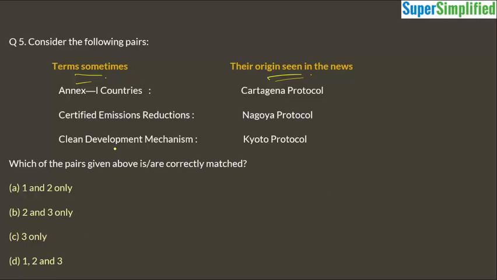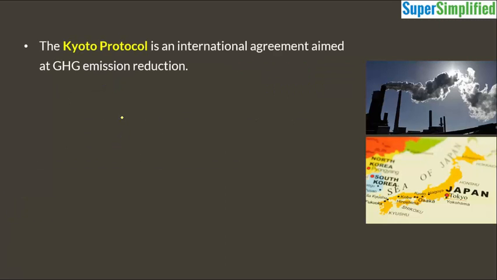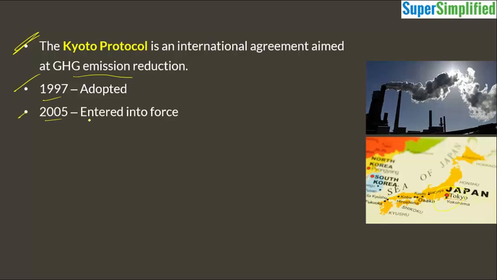So before solving this particular question, let me give you some background about the Kyoto Protocol. The Kyoto Protocol is an international agreement, as you must be knowing. It is aimed at reducing greenhouse gas emissions, right? And Kyoto is actually a place in Japan, and that is why it is known as the Kyoto Protocol. This was ratified at that particular place. In 1997 it was adopted, and it came into force in 2005. There are 192 parties to it, right?